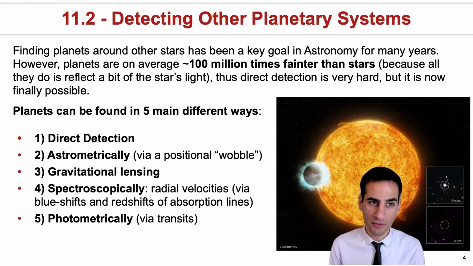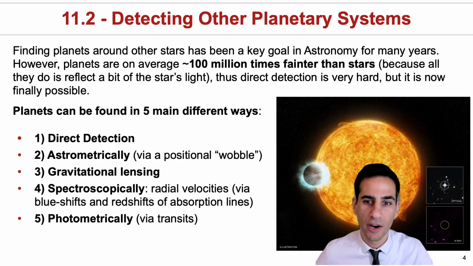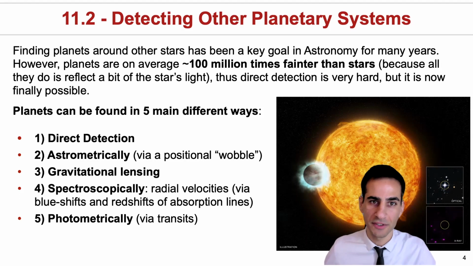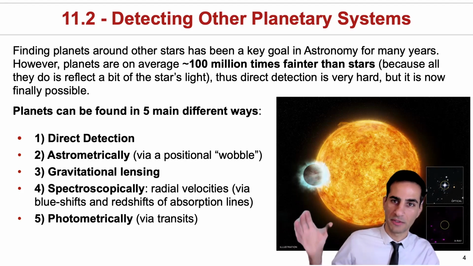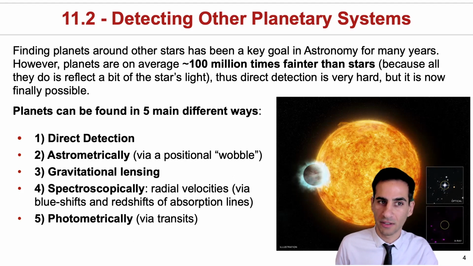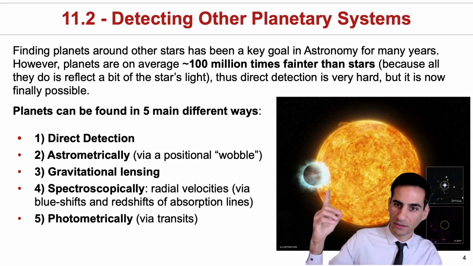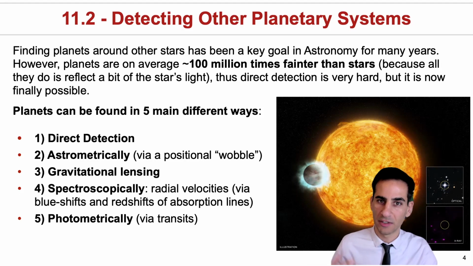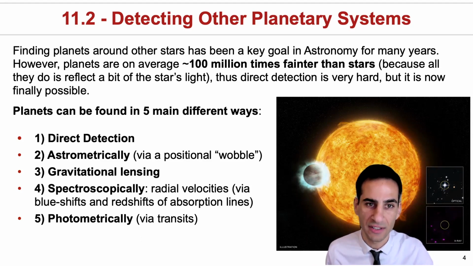Trying to find planets around other stars has been a major key goal in astronomy for many years. However, even though in artistic impressions we can always see the planets, the reality is that on average they're something like 100 million times fainter than the stars, because essentially all they do is reflect a little bit of the light, and therefore in real life we wouldn't really be able to see this planet. We would be mostly seeing a transit, for example, as we shall see. This means that direct detection of planets is incredibly hard, although it is now possible. We'll see which cases actually allow for that.